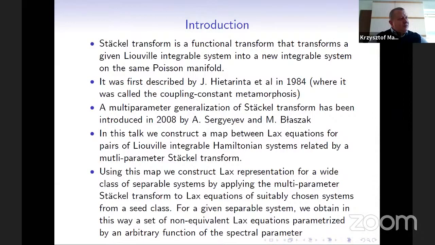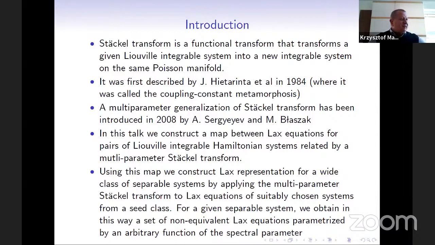This Stäckel transform has originated in a paper by Jarmo Hietalinta and others in 1984, but there it has been called the coupling constant metamorphosis. This transform then contained only one parameter. We will see that parameters play an important role in Stäckel transform. A generalization of these concepts to a multi-parameter situation has been performed by Maciej, who is listening to this talk today, and another mathematician from Opava University in Czech Republic, Artur Sergyeyev.